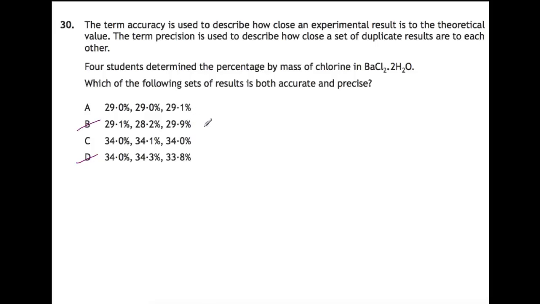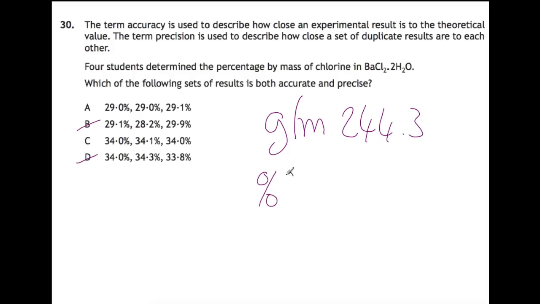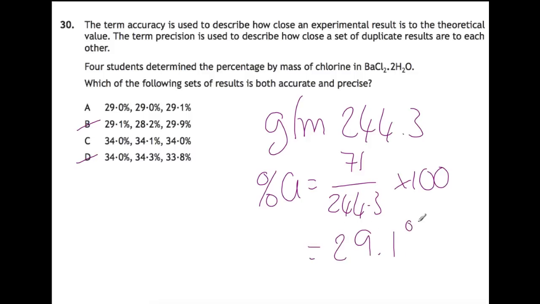So what we need to do now is find out how accurate are they. So we need to work out the percentage by mass of chlorine in this hydrated barium chloride. So first of all, we need to get the GFM of this substance here. So it's 244.3. Percentage of chlorine in there is going to be the 2 chlorines, so 71, divided by the full GFM times by 100, so a National 5 calculation there, and that comes out to be 29.1. So A is the one which is most accurate.